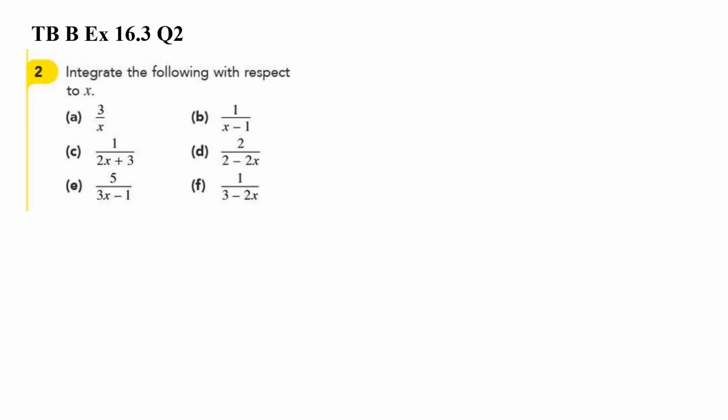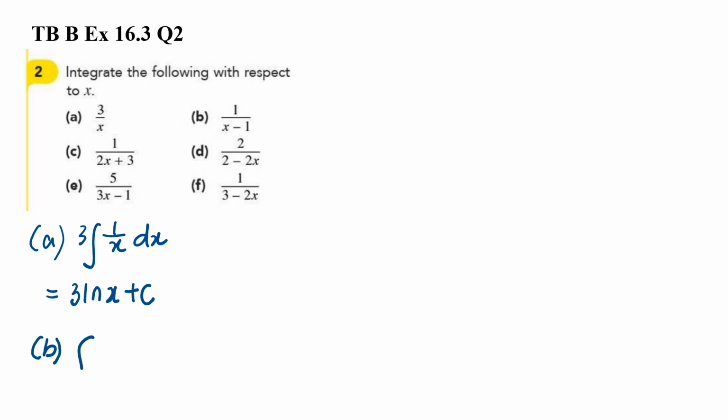So the integration of logarithmic functions is more challenging than exponential, because there are more steps involved. Let's look at 2a. In 2a, we can pull out 3, right? And if you recall what we did earlier, differentiating ln x gives you 1 over x. So integrating 1 over x, you get back your ln x, then times 3, plus c.